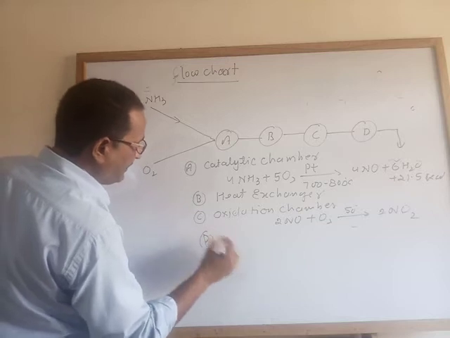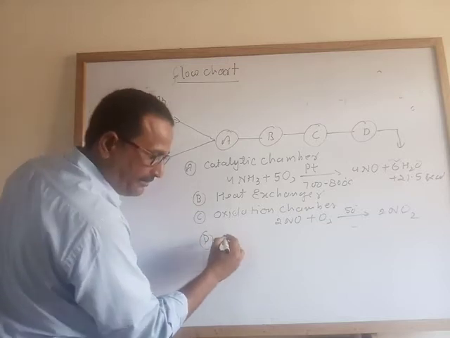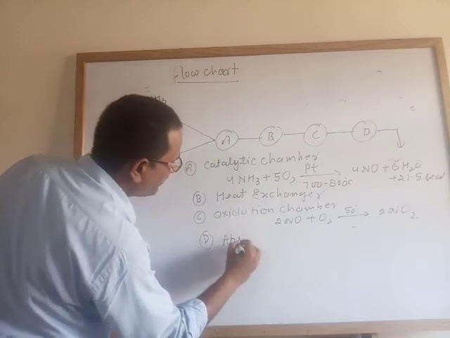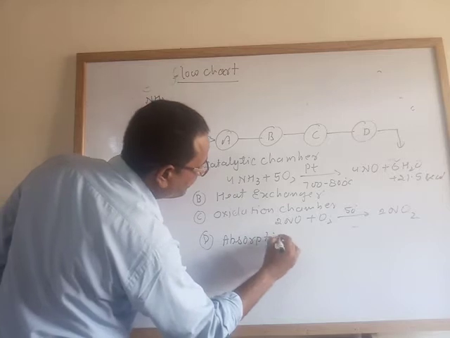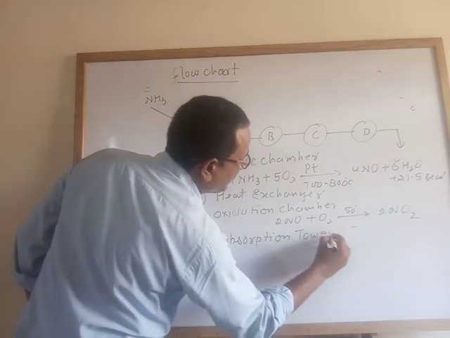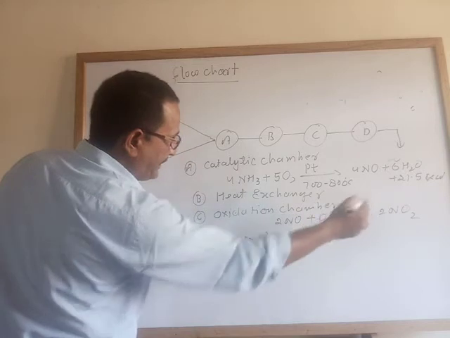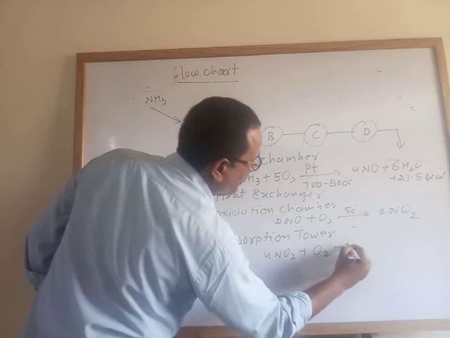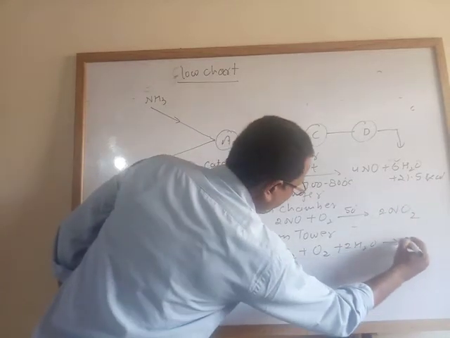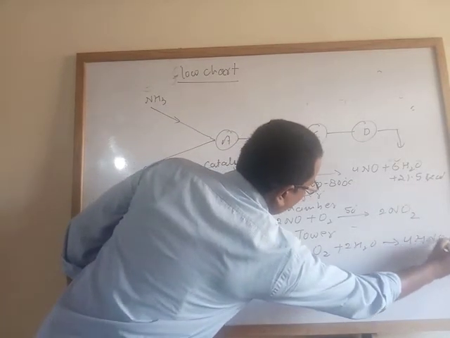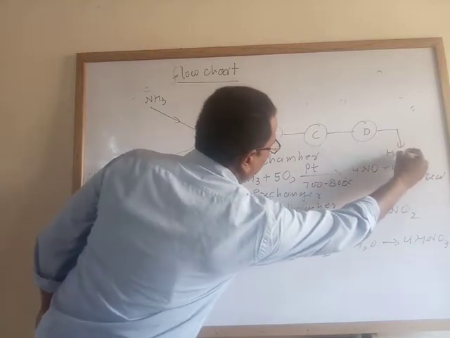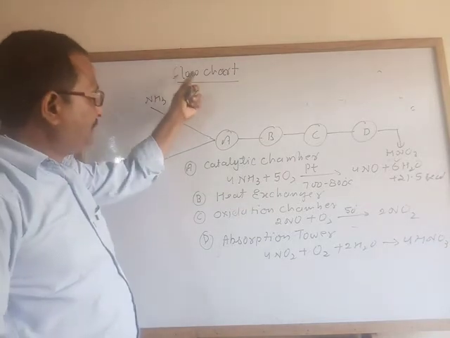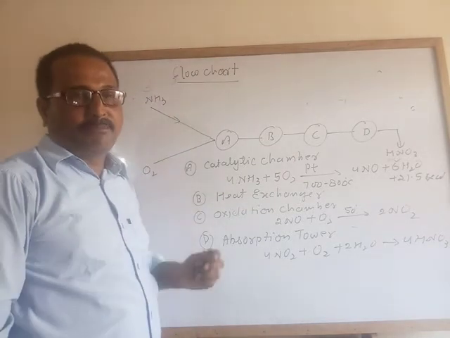D is known as the absorption tower. Here conversion of the nitrogen dioxide in the presence of oxygen and water forms nitric acid. Here write HNO3. This is the complete solution of the flow chart of preparation of nitric acid by Ostwald process.